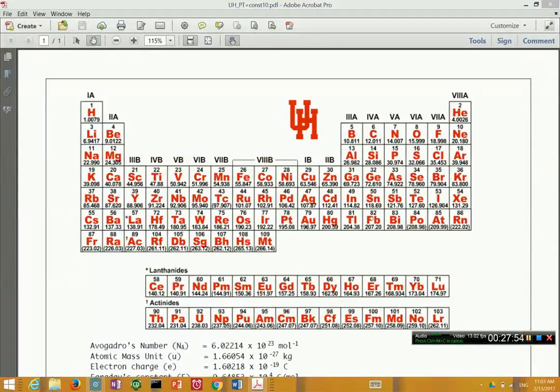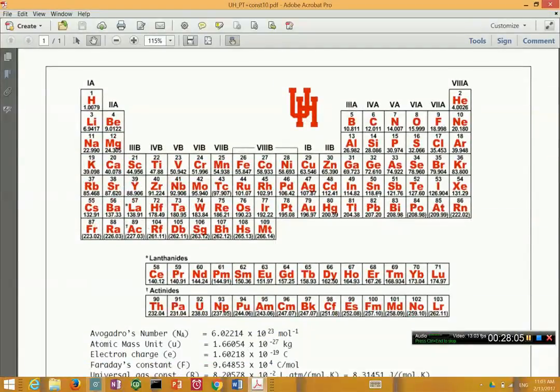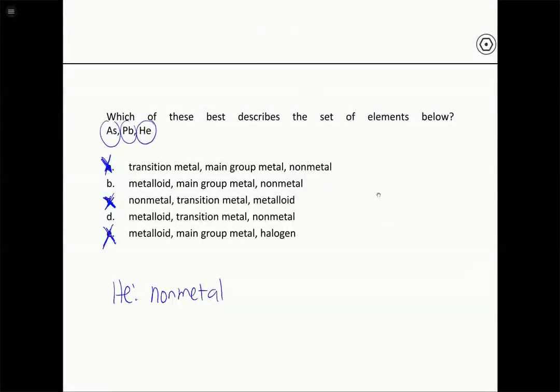It's a P block element, but that doesn't necessarily mean it's a nonmetal. Remember, the staircase goes down like this, and lead is to the left of that staircase that divides metals from nonmetals. So lead is a metal, even though it's in the P block of the periodic table. So choice B is the correct one, where lead is a main group metal. Choice D has lead as a transition metal, which is clearly not the case because it's not in the D block.